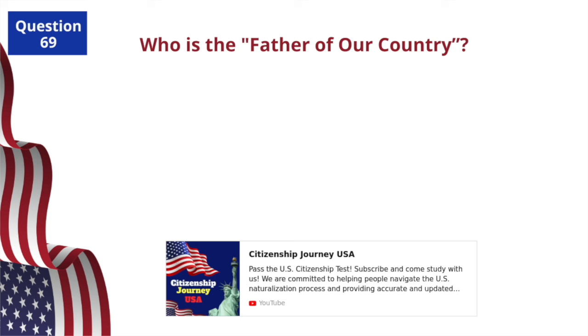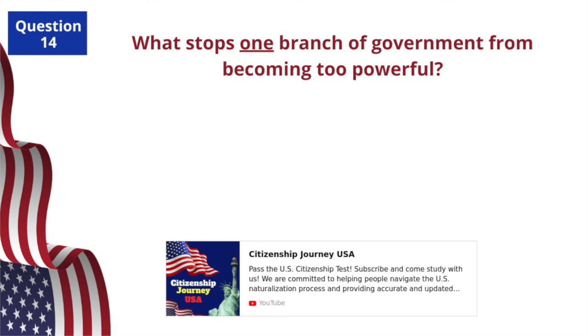Who is the father of our country? George Washington. What stops one branch of government from becoming too powerful? Checks and balances.